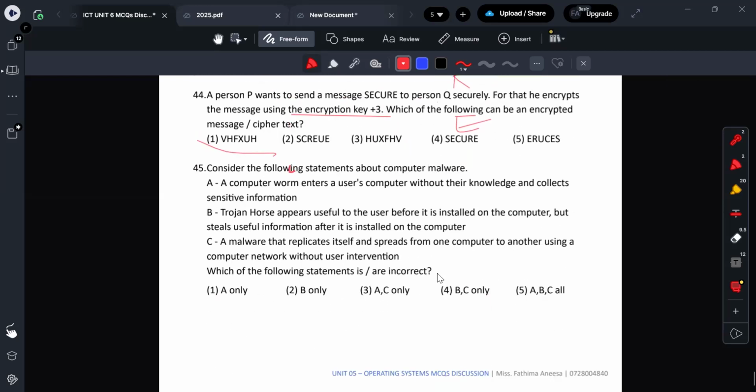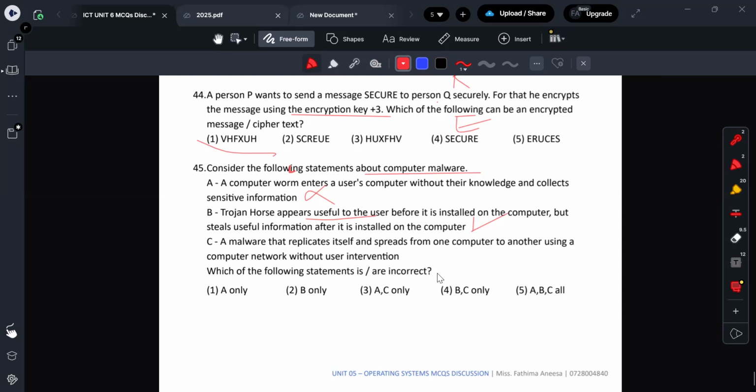Okay, we are at the end. I didn't notice that. So they asked me about computer malware. A computer worm enters a user's computer without their knowledge and... no. This is incorrect. Why? Even though, a worm, what does it do? It self-replicates and spreads across networks. But they are not saying the characteristics of a worm, right? So that is wrong. A Trojan horse appears useful to the user before it is installed, but steals useful information. That is true. What did I say? It appears useful, right? As a trustworthy person, it appears and then steals sensitive information like credit card details and all.